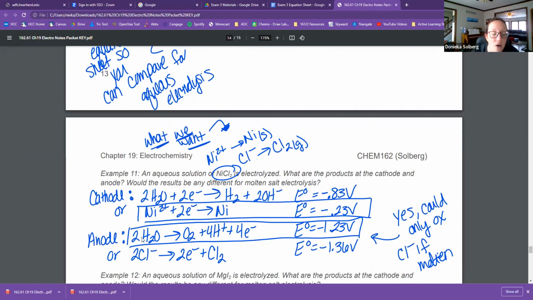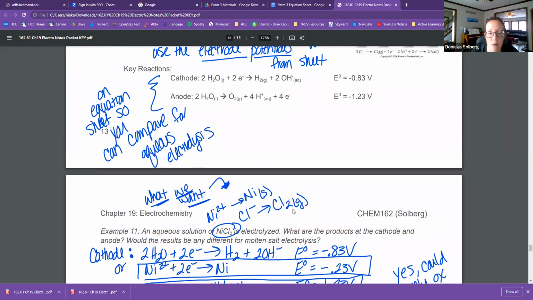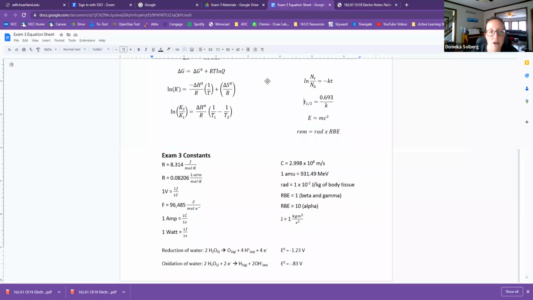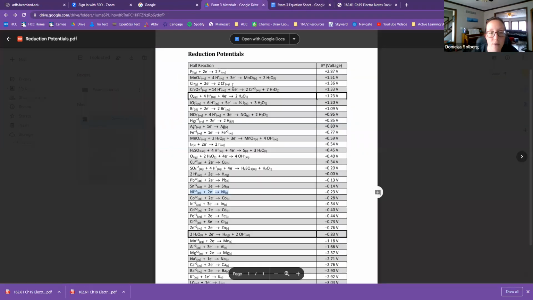And then at the anode, I am trying to either do the water one, which I pulled from right here, negative 1.23. Or I'm trying to get chloride to turn into chlorine gas. So 2Cl⁻ makes 2 electrons plus Cl2. So I'm going to go back and show you where I got this negative 1.36, right? Chlorine. Okay, remember I'm trying to do the opposite reaction, so that would be negative 1.36.